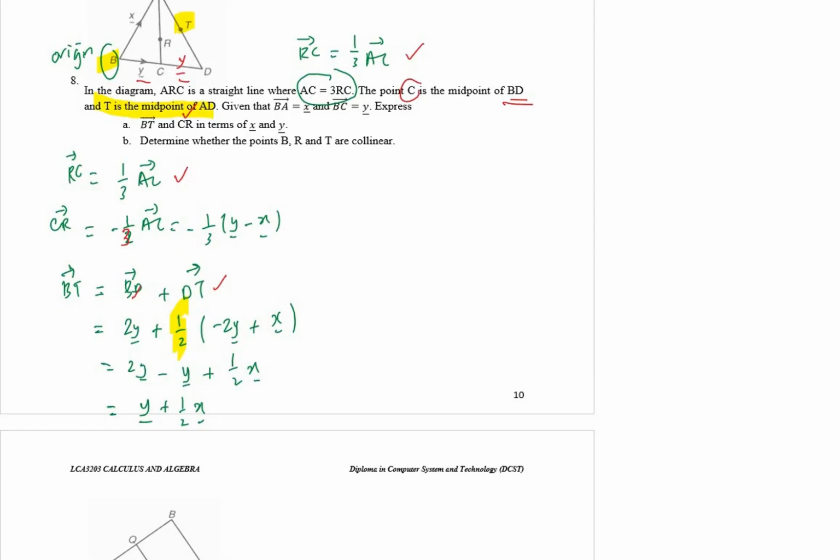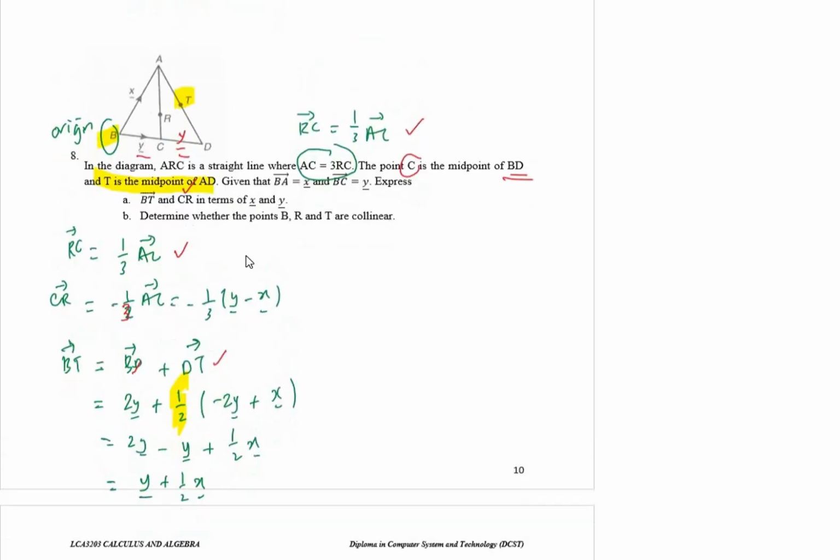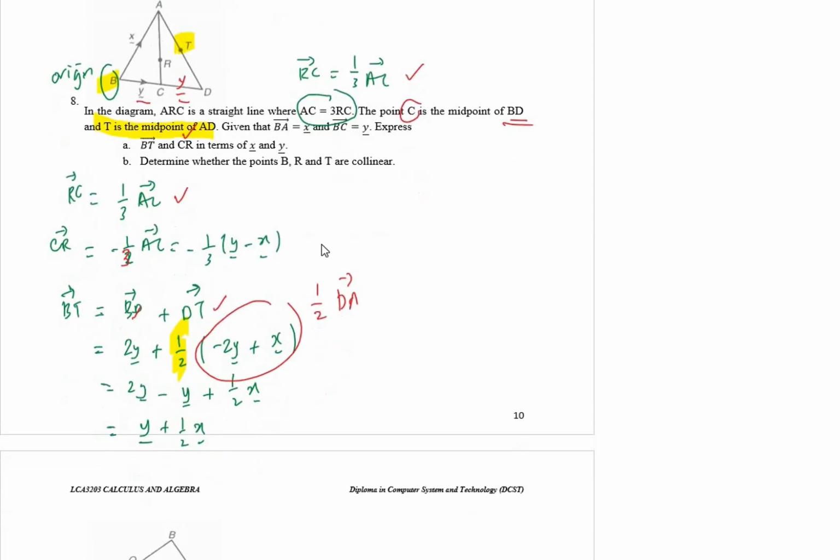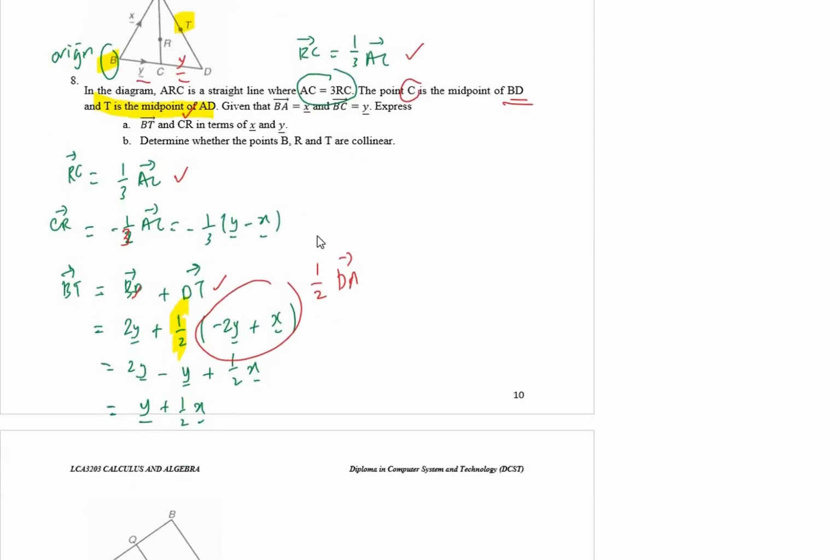What is DT? DT, you can take half of, sorry, DA. Okay, half of DA. So DA is DB plus BA. Okay, and then once you have simplified all, you can find that BT is actually half x plus y. So you have found your BT.